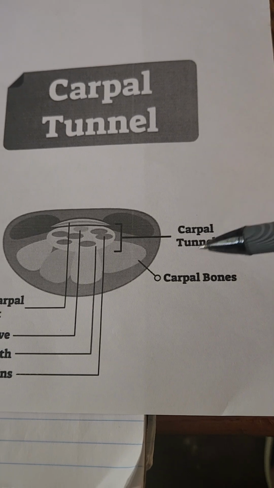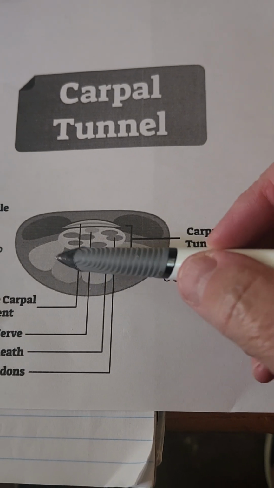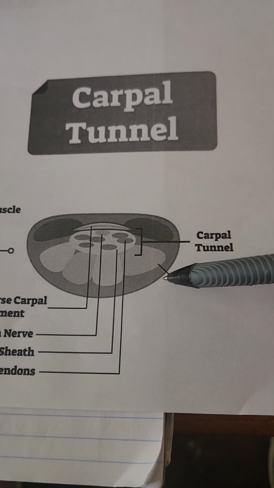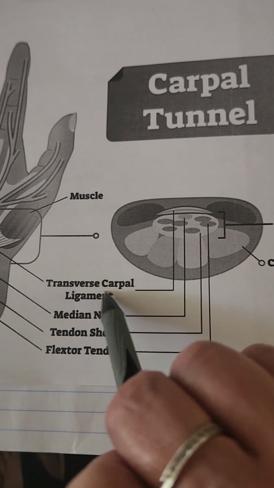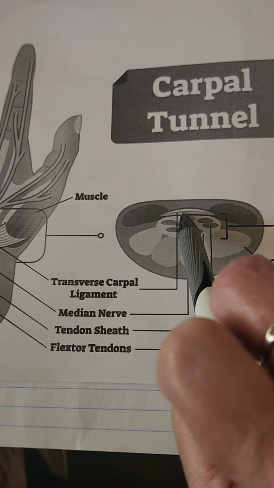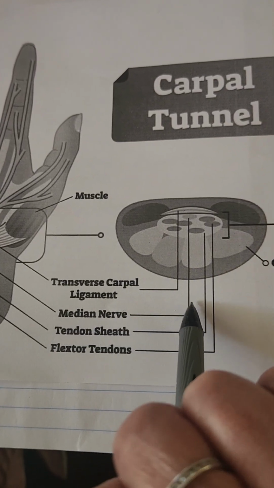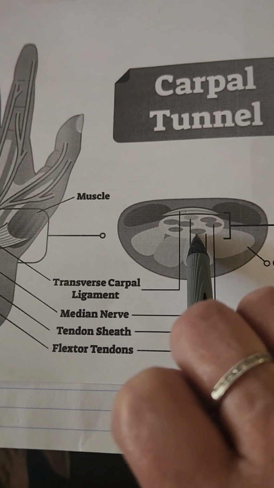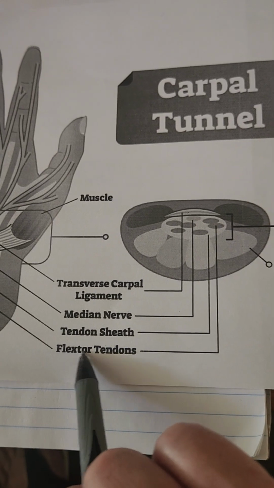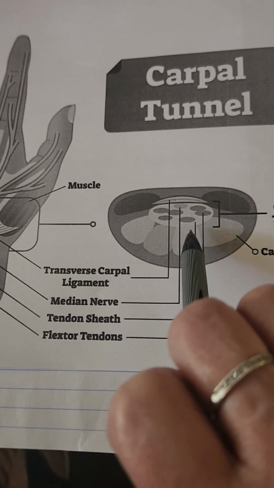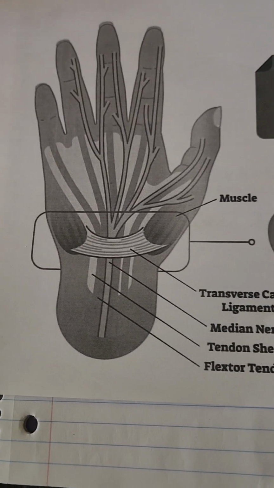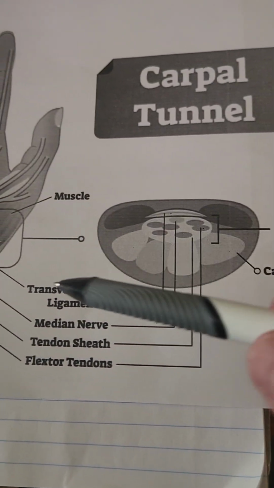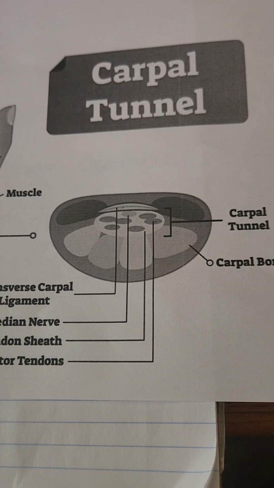So once again, these are the carpal bones. We're just going to see 4 the way this slice, okay? Carpal tunnel is going to be here. Here's your carpal bones. Your transverse carpal ligament is going to be up here. Your median nerve, follow it up there. Your tendon sheath is going to be here. And your flexor tendons, all the way up here. So we're looking at these straight on, and then we're looking at the same thing from head to toe.